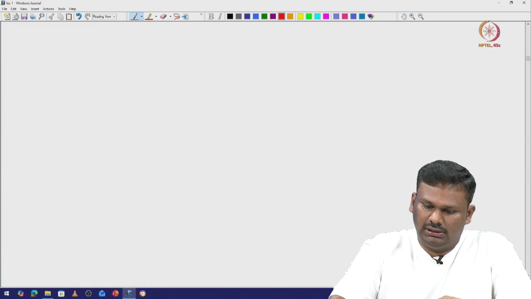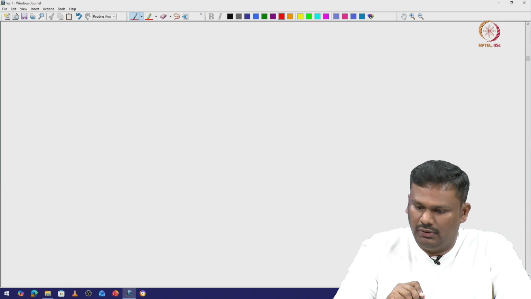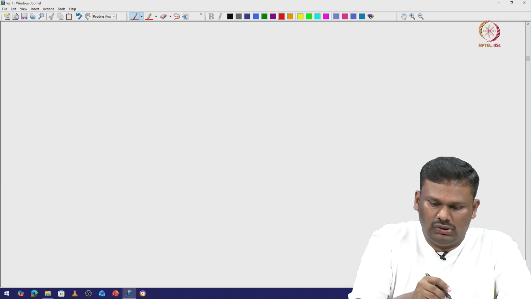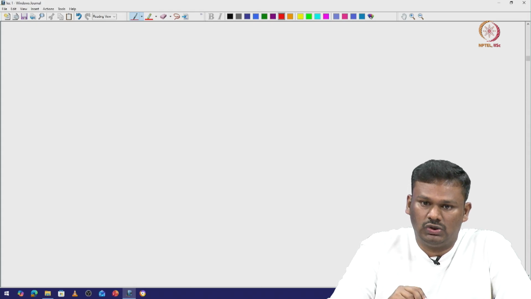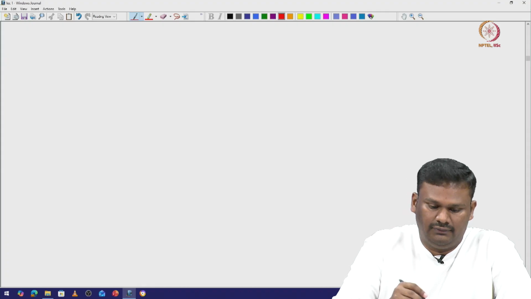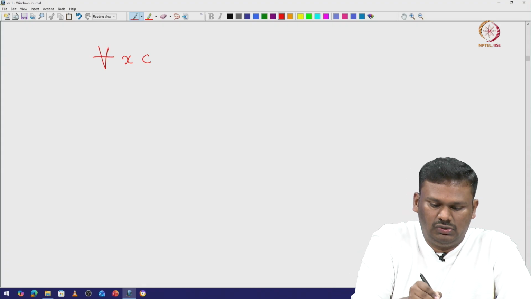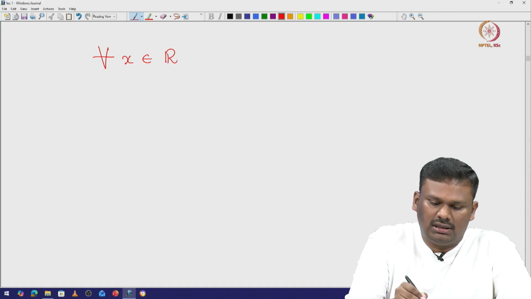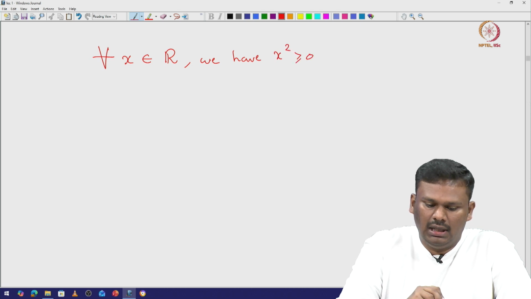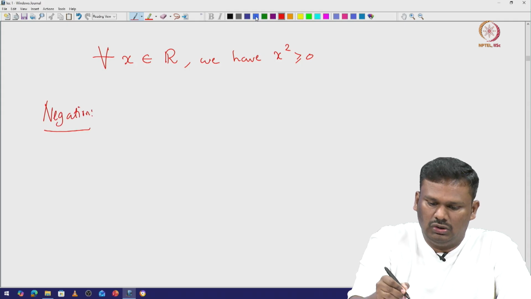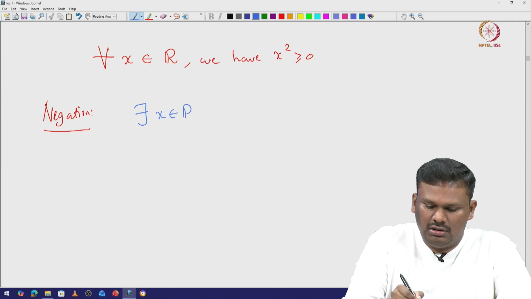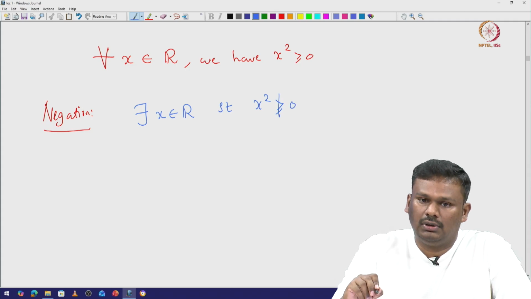Okay. So, let us do one more example as a practice. It's easy to see that it is a true statement that given any real number, if you square it, then it is going to be non-negative. In mathematical quantifiers, you say that as: for any x in R, we have x squared is greater than or equal to 0, and the negation of this is: there exists x in R such that x squared is not greater than or equal to 0.